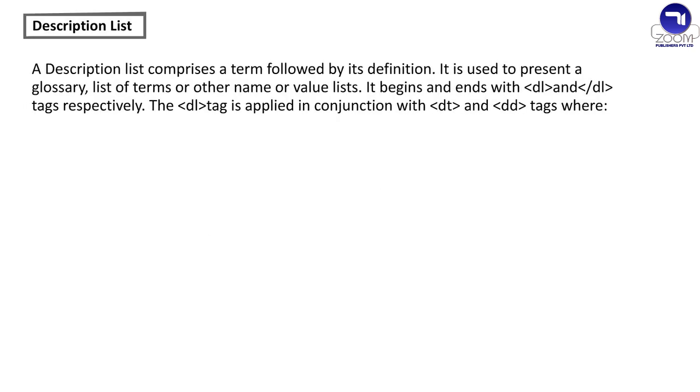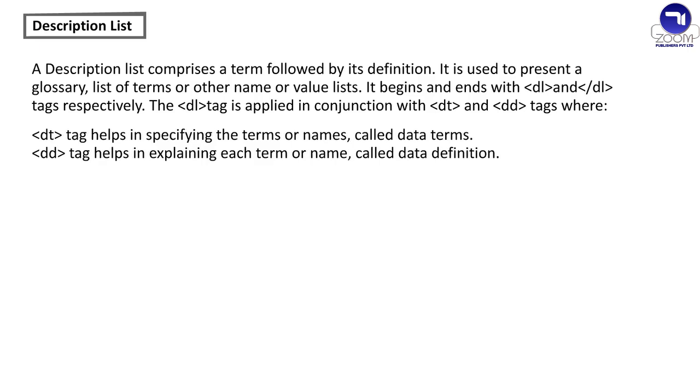Description list. A description list comprises a term followed by its definition. It is used to present a glossary, list of terms or other name or value lists. It begins and ends with DL and /DL tags respectively. The DL tag is applied in conjunction with DT and DD tags, where the DT tag helps in specifying the terms or names called data terms. The DD tag helps in explaining each term or name called data definition.